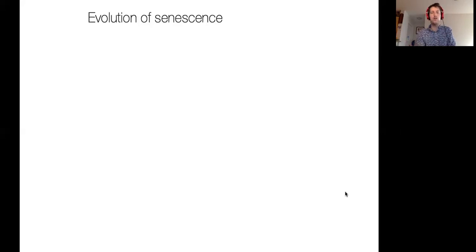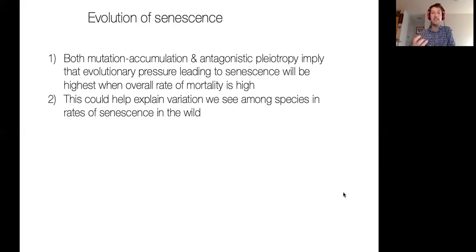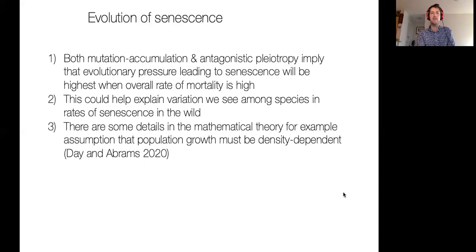Okay, so those are the two big ideas that Medawar proposed. And both of these imply then that the evolutionary pressure that leads to senescence will be highest when the overall rate of mortality is high. This idea could explain variation that we see among species in rates of senescence. There are some details of the theory people are still arguing about, but some assumptions, like population growth must be density dependent, seem to be generally met. Important here, there are no genes that are like genes for aging. These are ways in which genes that cause aging can be maintained in populations, either at mutation selection balance or actually be favored by selection.